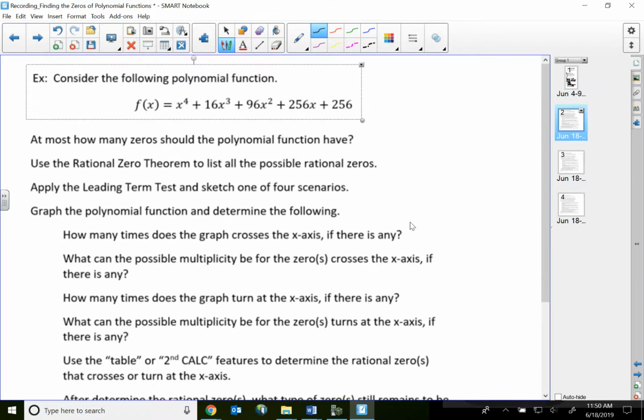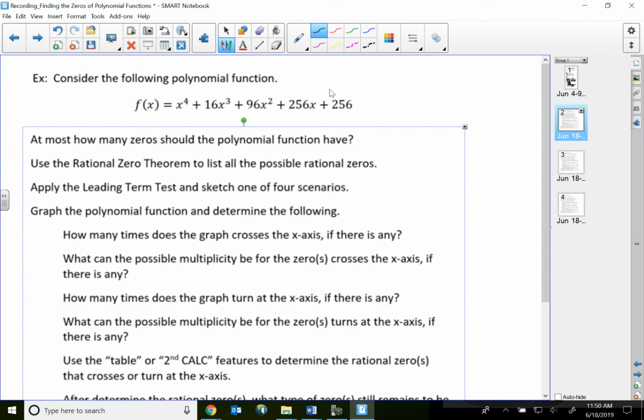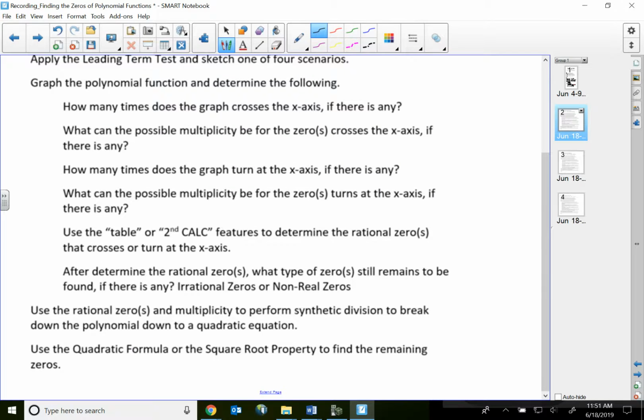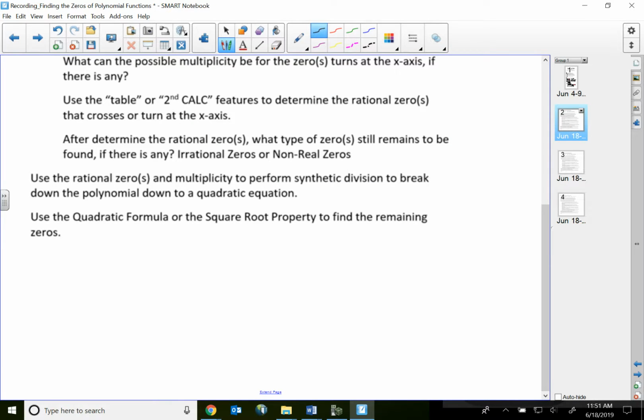All right, let's try another one. This one has degree 4, so this is a pretty big one here. How many zeros should the polynomial function have? Let me copy this and put it down here. How many zeros should that polynomial have? All right, the degree is 4, so I should have 4 zeros.